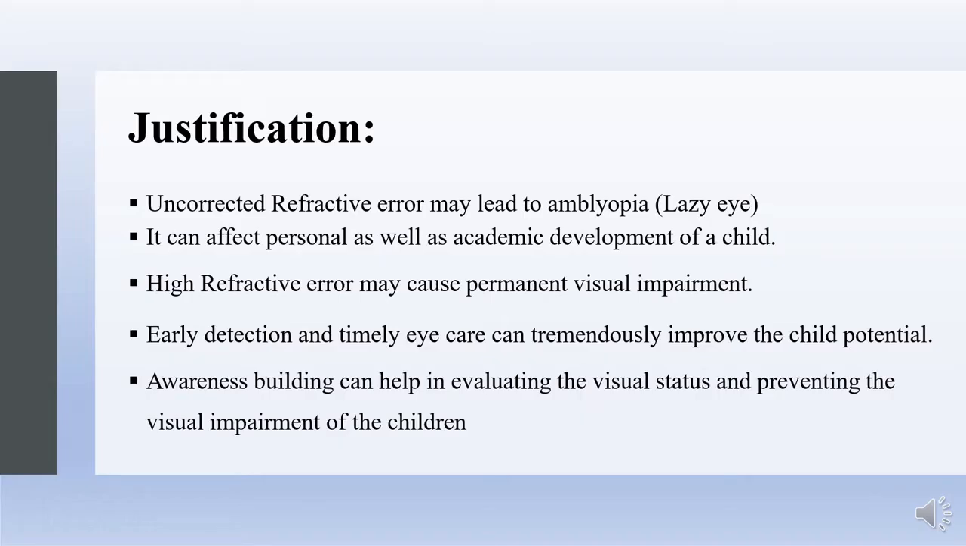Now, the points for justification of this study. We know that uncorrected refractive error may cause permanent visual impairment. Early management can help the improvement of the child's visual potential, which also helps in the academic development of the children. Our hospital is a service-based tertiary eye hospital, and people are getting eye care service from 21 districts of the southern region of Bangladesh. It is essential to build up awareness, which can help in evaluating the visual status and also preventing visual impairment of the children.